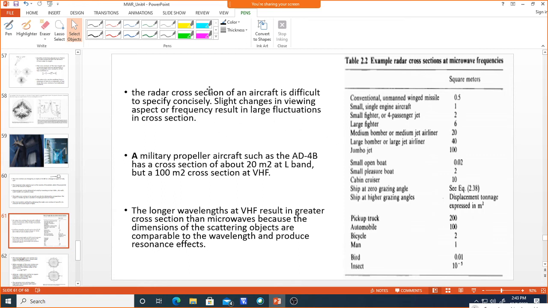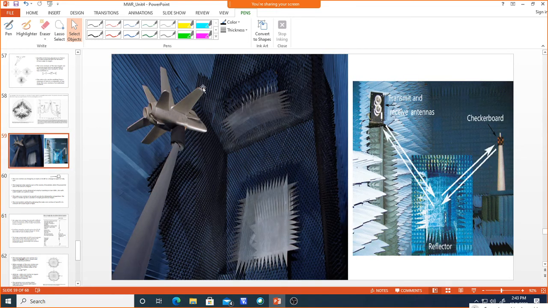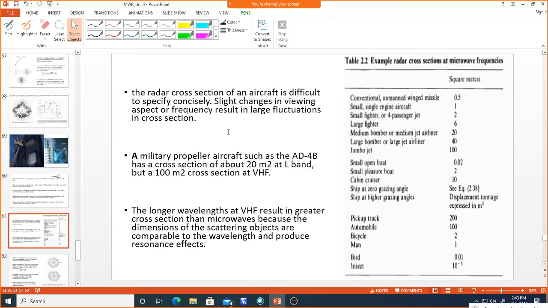Also, the radar cross section of an aircraft is difficult to specify concisely because it differs across scenarios, because of the edges, and also in the cone we cannot properly measure the echo signal. With respect to different viewing angles, it will give different RCS.